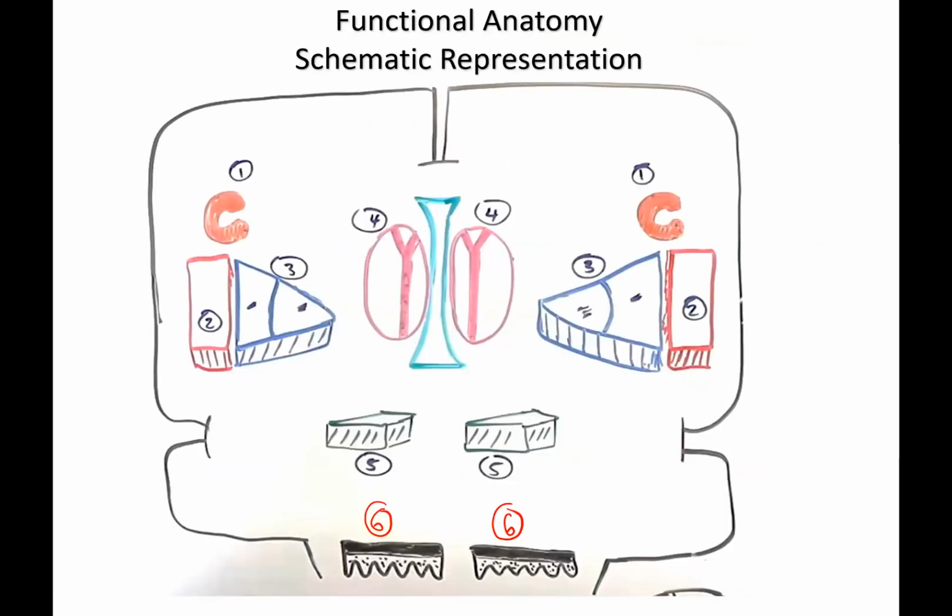1 caudate nucleus, 2 putamen, 3 globus pallidus interna and externa, 4 thalamus with the VA and the VL nuclei, which are important for us out of the many nuclei of the thalamus. And then the subthalamic nucleus, and the substantia nigra, which has 2 parts: substantia nigra pars compacta and pars reticularis, SNPC and SNPR.